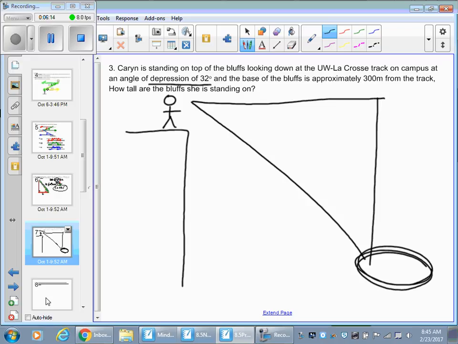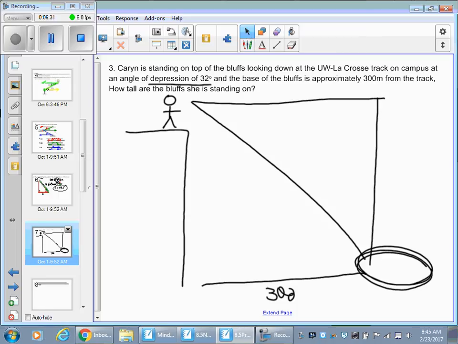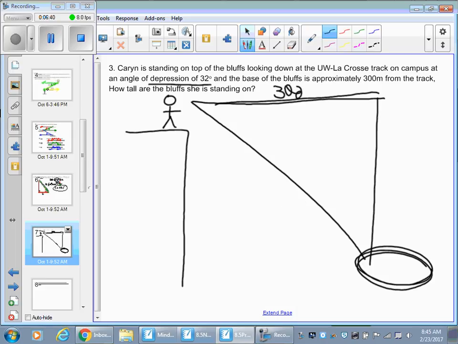So now we have to figure out how tall the bluffs are. The base of the bluffs is approximately 300. Well, what is this measurement here? 300 feet. Actually, I can take that line and put it up here. So that's 300 feet here. And I have 32 degrees, and that's the angle of depression. That's this one.